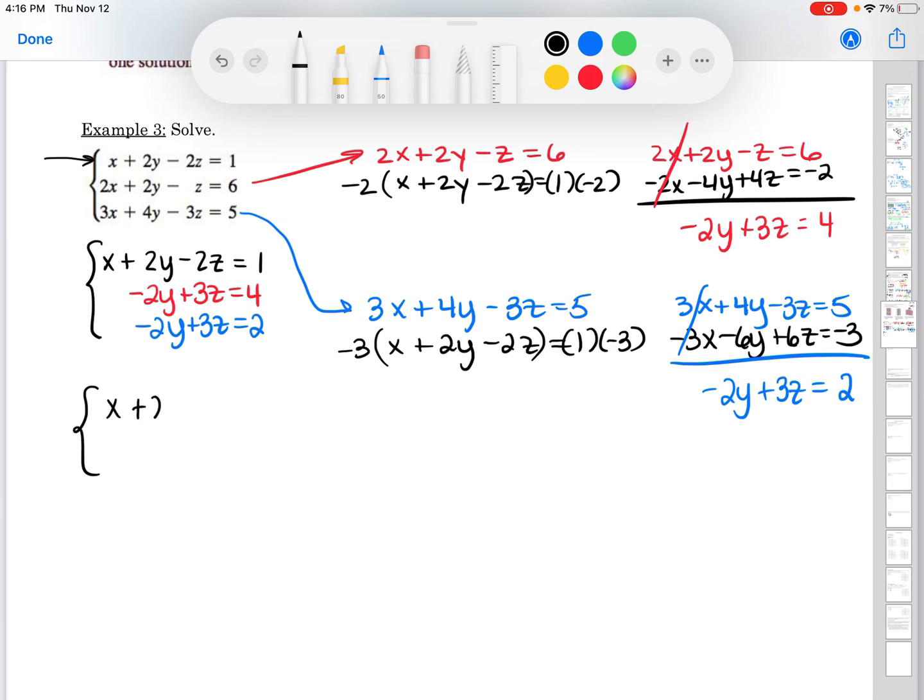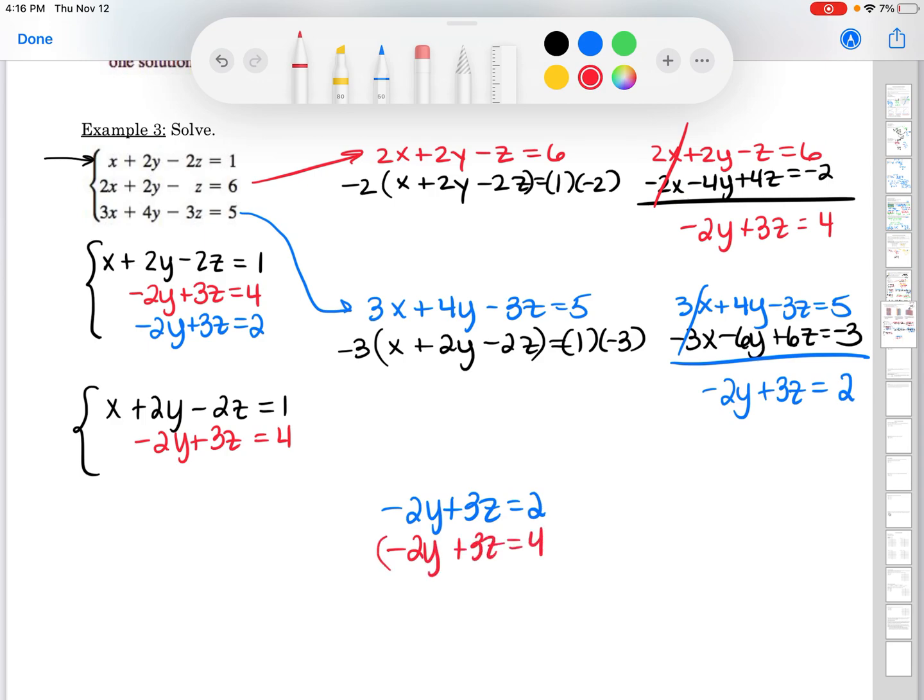Now, you might be looking at this and already realizing something doesn't look quite right. You're on the right track if you are. And that's okay if you don't notice it yet. You'll see in just a moment. This is a special case. So we're going to take that blue equation, that negative 2y plus 3z is equal to 2, and we're going to use the red equation to get rid of the y's.